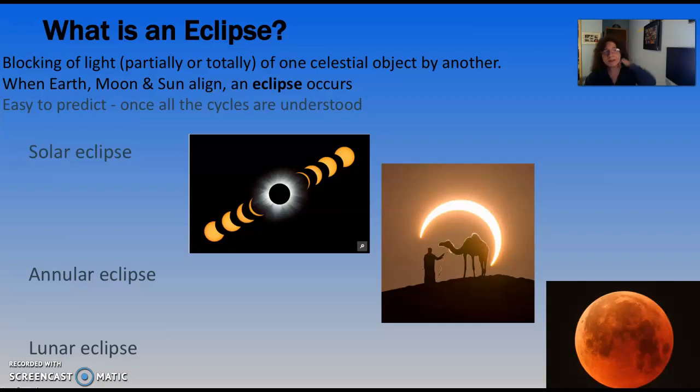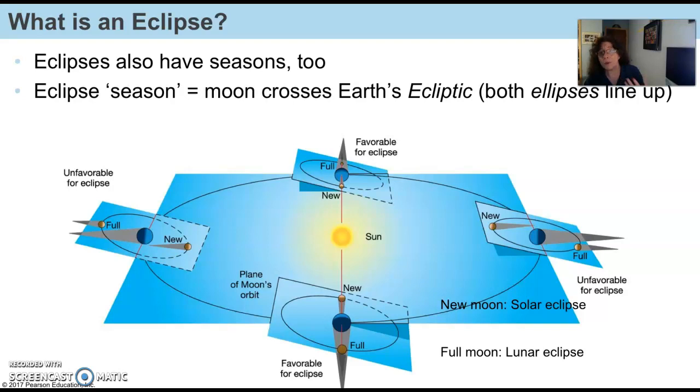Now, what is an eclipse? Well, you know that the eclipse is the blocking of light, partially or totally, of one celestial body by another. And you know that an eclipse needs the earth, the moon, and the sun to align in order to occur. When these eclipses were random and seemingly unpredictable, they were terrifying. But once the cycles are understood, they can be predicted, and they can be less fearful.